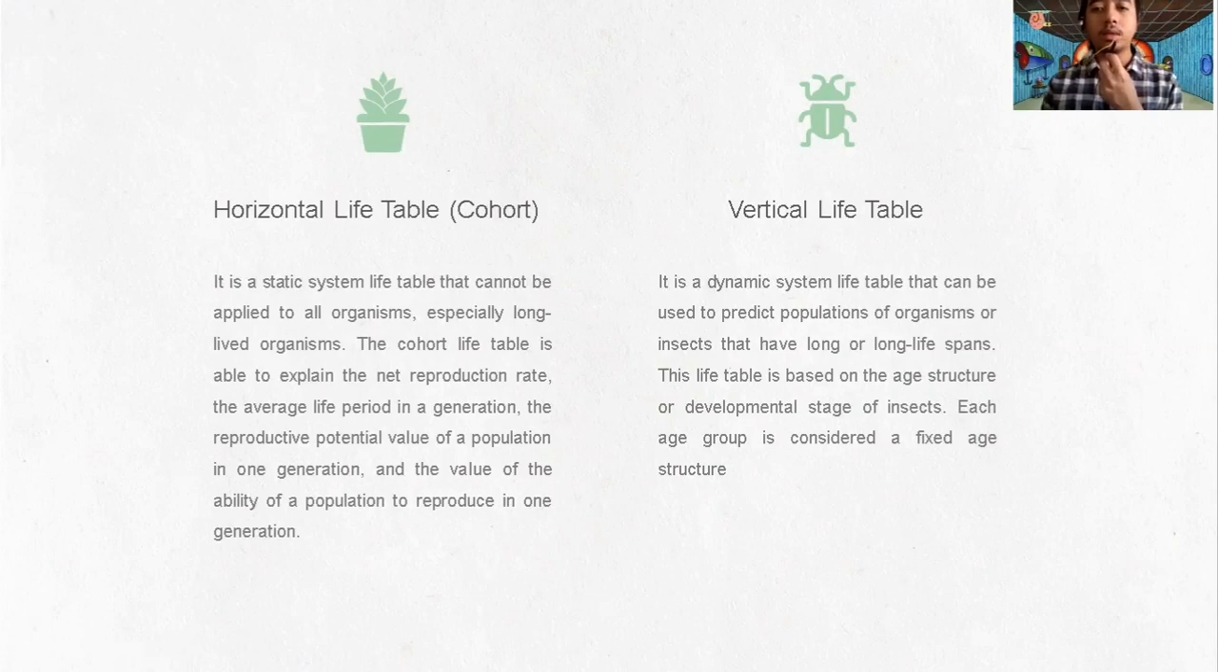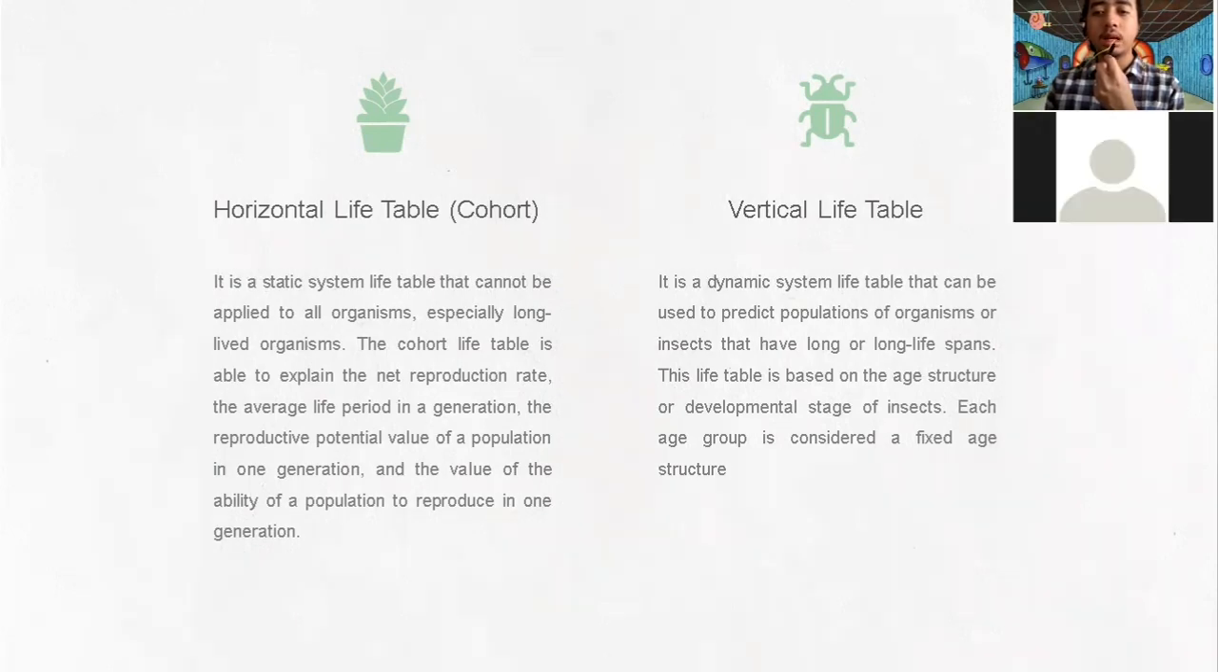Vertical life table. It is a dynamic system life table that can be used to predict population of organisms or insects that have long life spans. This life table is based on the age structure or development stage of insect. Each age group is considered a fixed age structure.